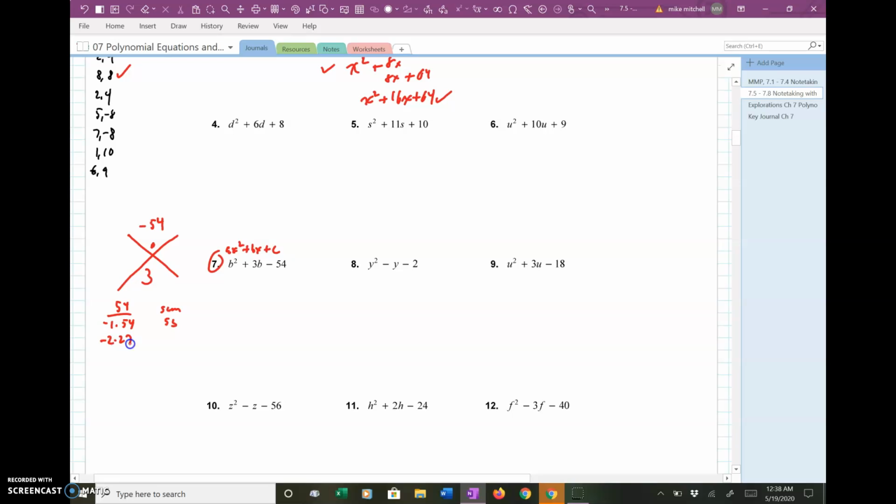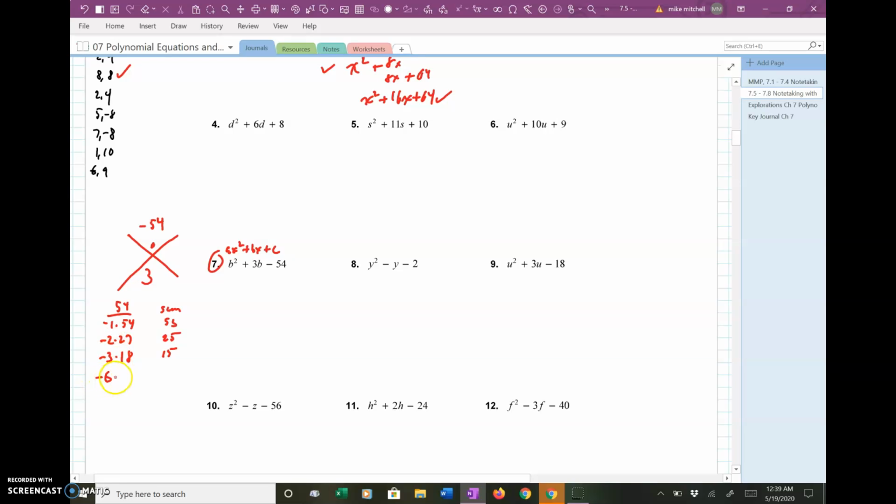Negative 2 times 27. These are positive sums, and I want a positive sum, so that's looking good. That sums to 25. 3 goes into 54. Negative 3 times 18. That sums to 15. I need a 3. 4 doesn't work. Double negative 2, half 27. That doesn't work because 27 is odd. 4 doesn't work. 5 doesn't work. 6 goes in because 2 and 3 do.